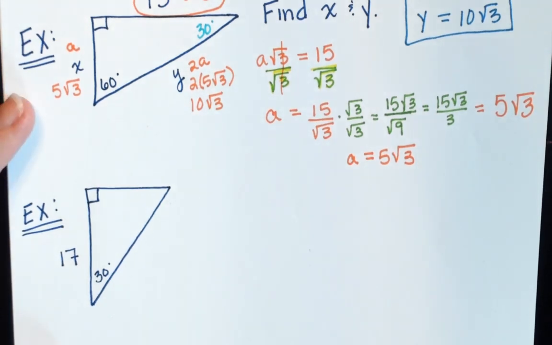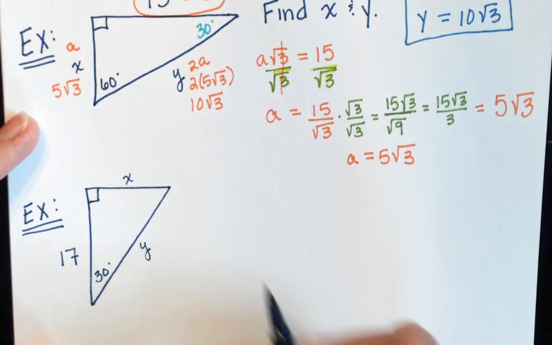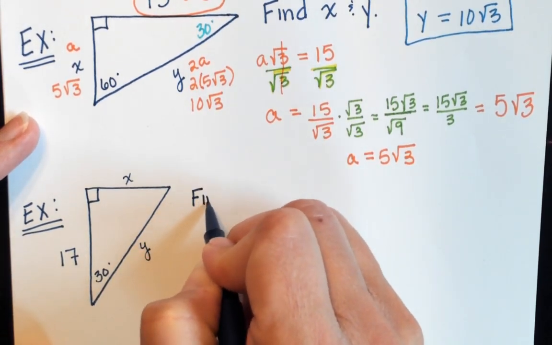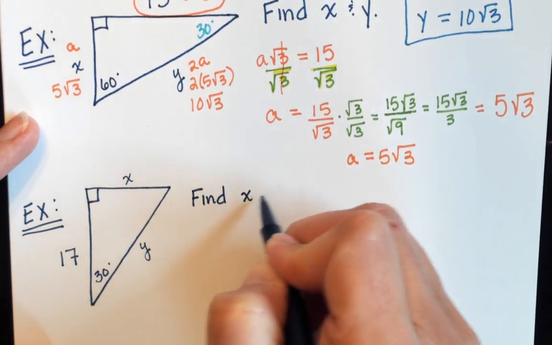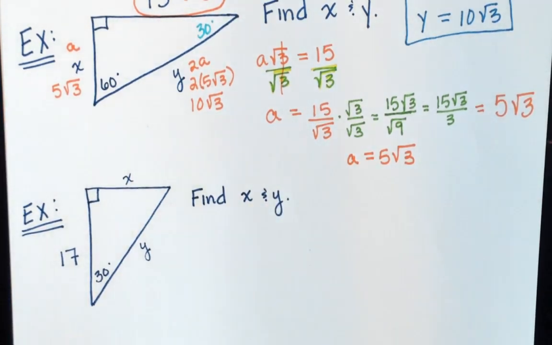Purposely putting that prime number there. And again, we're going to find x and y. No tricks. We are still going to put our formulas around this.